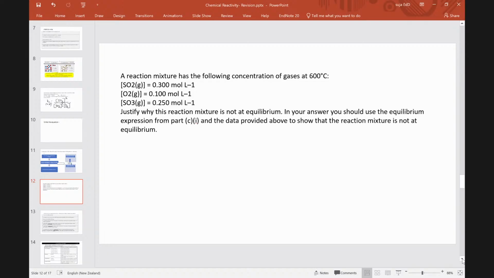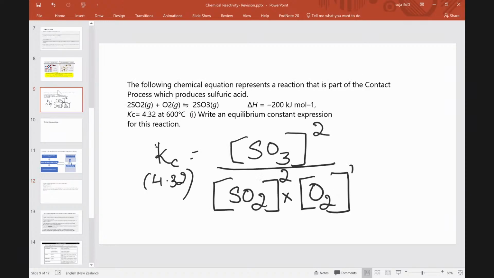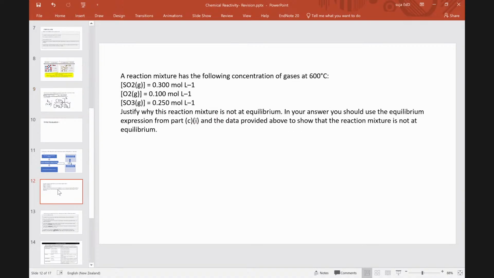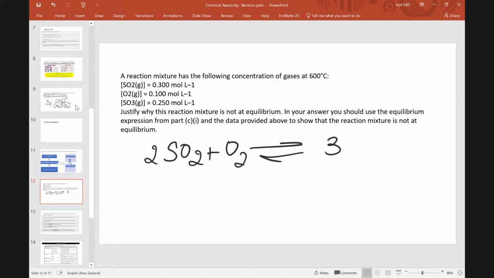Now, this is a reaction that has the following concentrations. What you have to do is, so this was to our earlier question. So this is the reaction we have. So I'll write it was 2 SO2 plus O2, giving you, if I'm not mistaken, no, sorry.